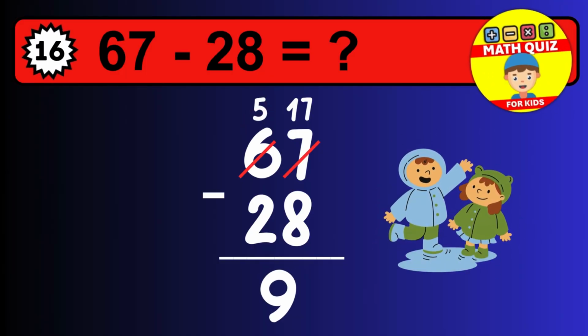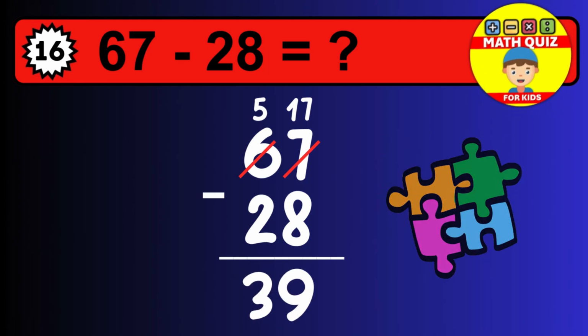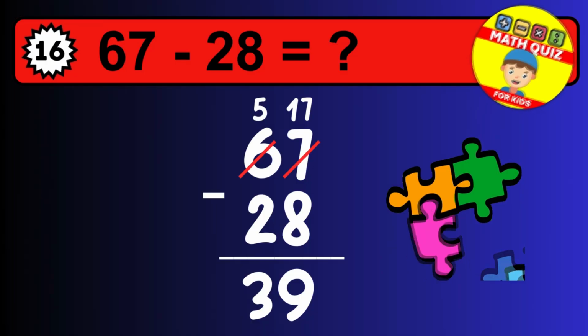Now we subtract. 17 minus 8 is 9. Then we go to the tens. 5 minus 2 is 3.